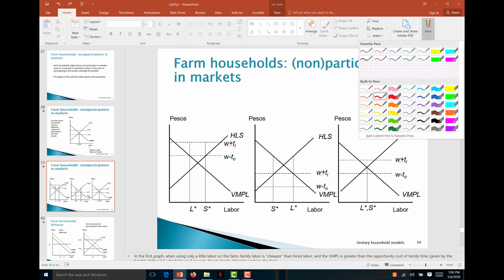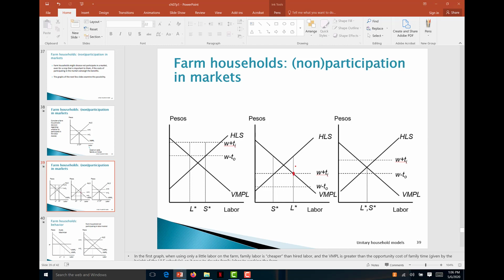So how many hours of labor does the household employ? Well, it's going to be L minus S. They wouldn't need more than L hours of labor because the value marginal productivity of labor is below the W plus TI. However, the first S days of labor per year, the household chooses to do it themselves because the reservation price for working, which is represented by the household labor supply curve, is below the W plus TI, which is the total cost for the household hiring labor from the labor market.